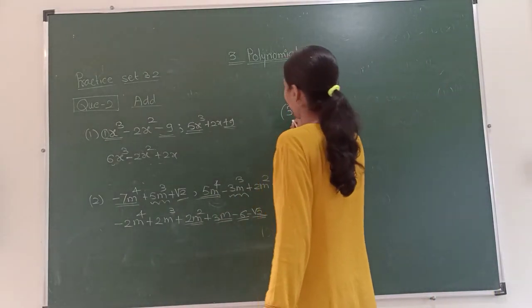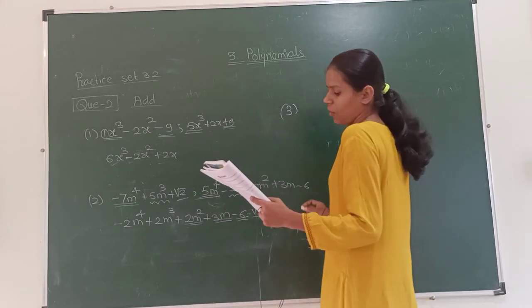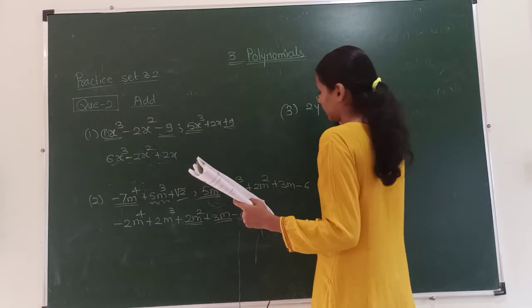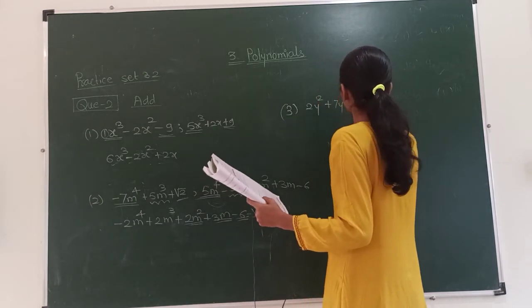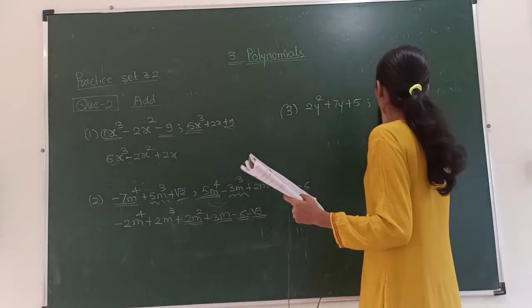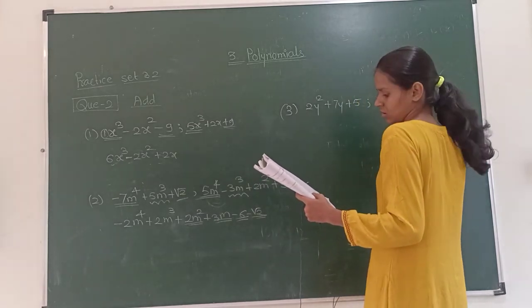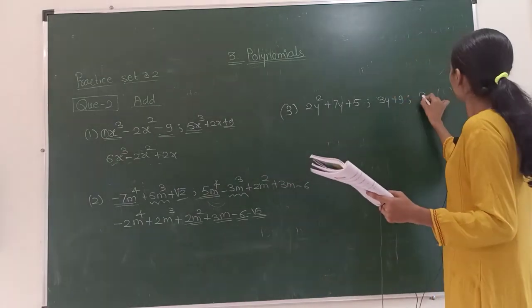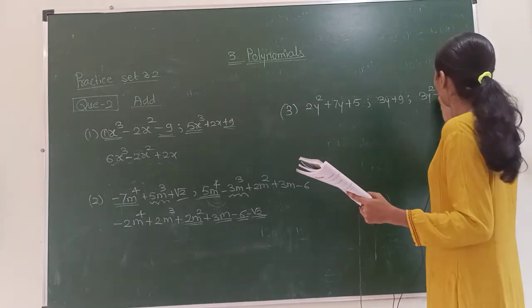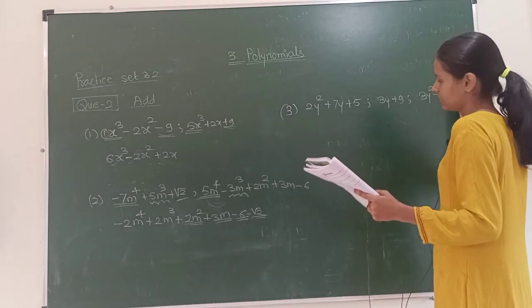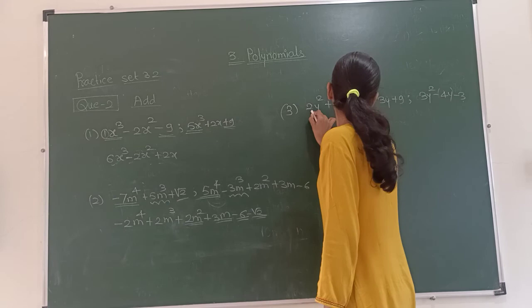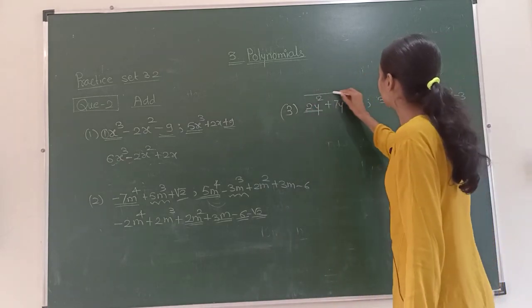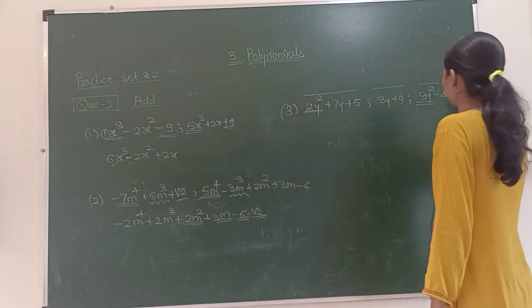Now the third example of addition. The polynomials are 2y raised to 2 plus 7y plus 5, and 3y plus 9, and they have given us three polynomials, the third being 3y raised to 2 minus 4y minus 3. How will we do it? We will add the polynomials. This is the first polynomial, this is second, and this is third.